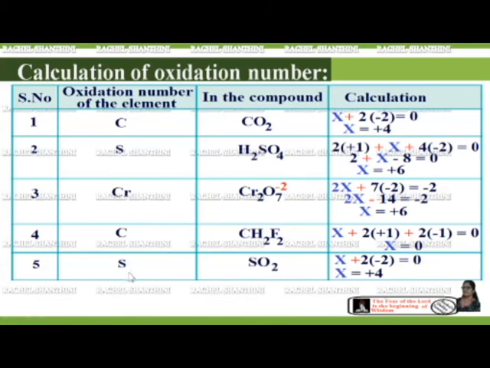Finally, let us find out the oxidation number of sulfur in sulfur dioxide. Here let us assume the oxidation number of sulfur as X. So X plus, we have 2 oxygen, 2 into minus 2, equal to 0, because the sum of the oxidation states of all the atoms in a molecule is 0. So X minus 4 equal to 0. So X equal to plus 4. So this is the oxidation number of sulfur in sulfur dioxide.